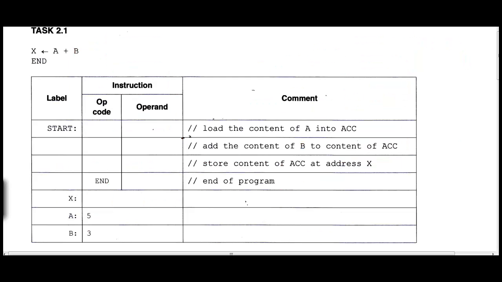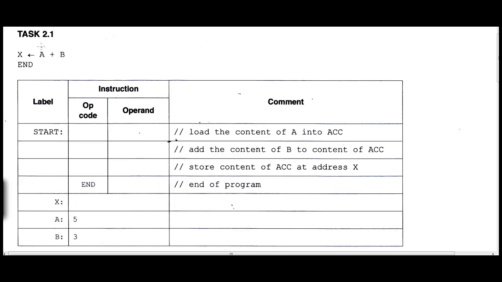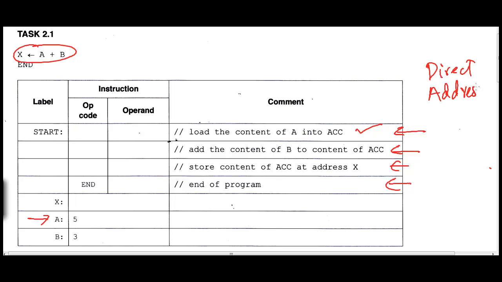Okay, let's solve task 2.1. In task 2.1, this is what we're trying to solve, and he's given comments here. So we are going to follow whatever these comments are saying to accomplish task 2.1. For example, he says load the contents of A into accumulator. What he's saying is go to location number A and load those contents into the accumulator. So this is direct addressing, and the command for direct addressing is LDD. So we are going to say LDD, and this is where we are supposed to write the address. So we are going to say LDD A. So we've executed command number 1.